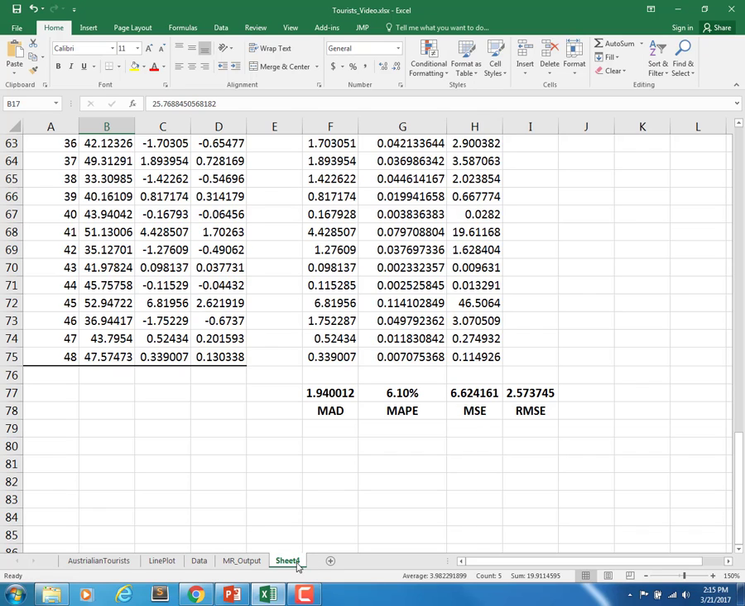So I'm going to put this over here and call this multiple regression full output, since I kicked out residuals. And we'll try something new next time.